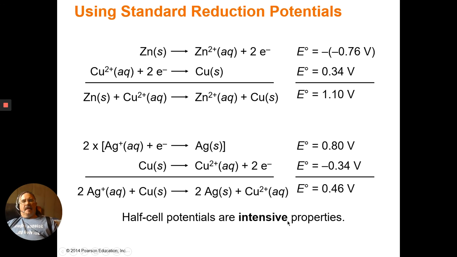Other examples of intensive properties would be temperature, which doesn't depend on the amount of material, and density. The opposite of that would be extensive, which do depend on the amount of material, things like mass. So we add these together, and the overall cell potential is 0.46 volts.